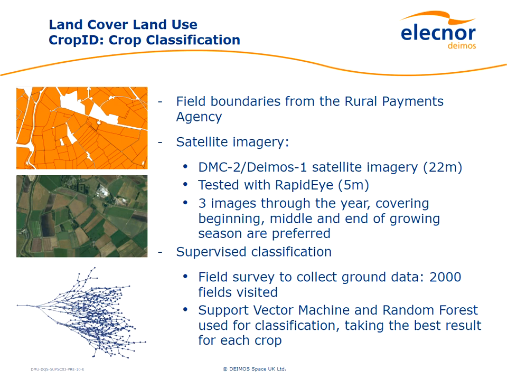And what we do is we use three images through the year so that we can cover the beginning, the middle, and the end of the growing season. And then we use supervised classification. I should point out that we had to collect ground data from several fields. In our case, it was 2,000 fields we visited to get ground data for this classification. And some of the algorithms used were support vector machine and random forest.